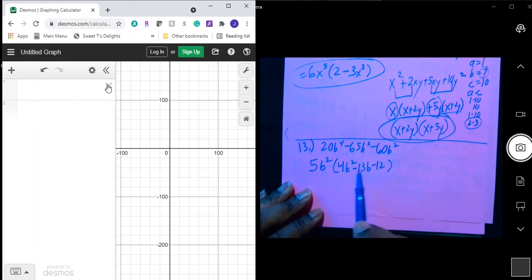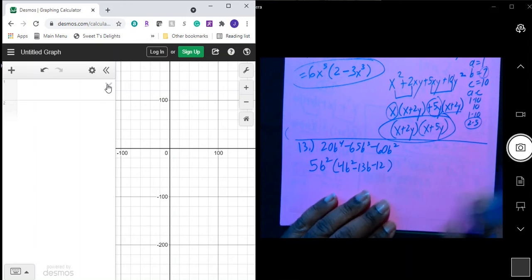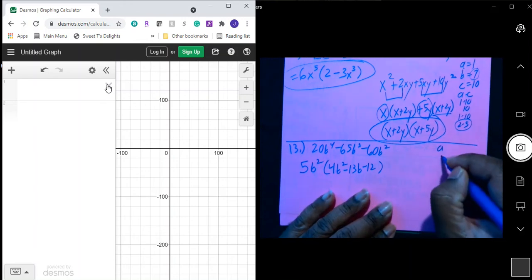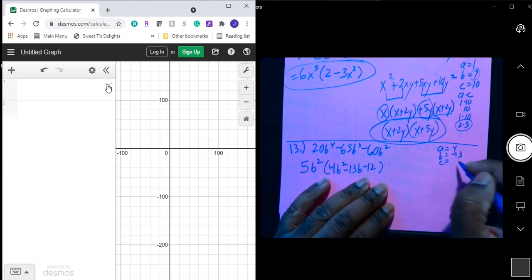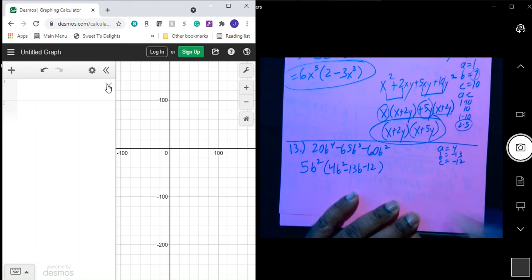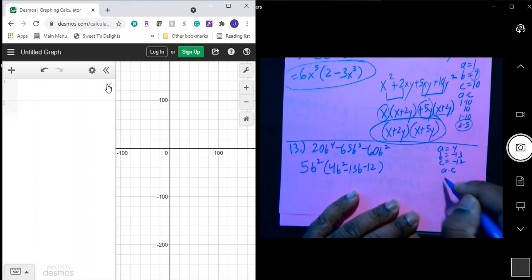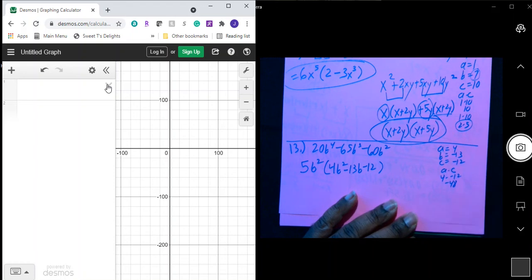Now we look here to see if we can factor this. So we would go off to the side and list our a, b, and c. Our a would be 4, our b would be negative 13, and our c would be negative 12. So we'll multiply a and c. So we have 4 times negative 12, which is a negative 48.